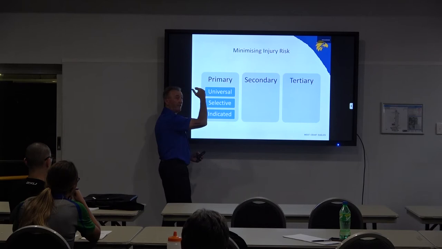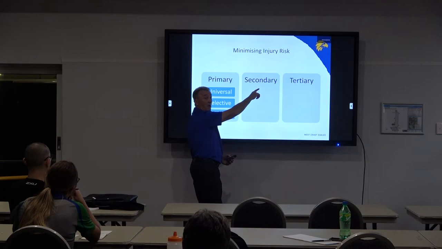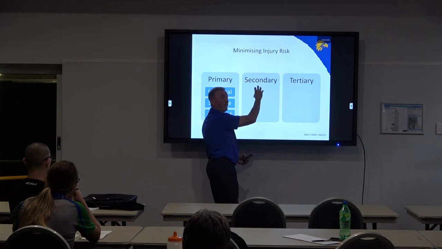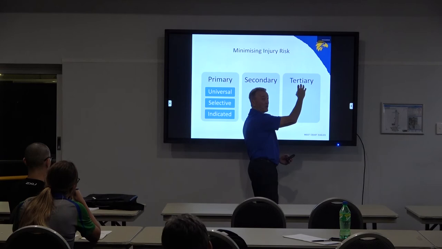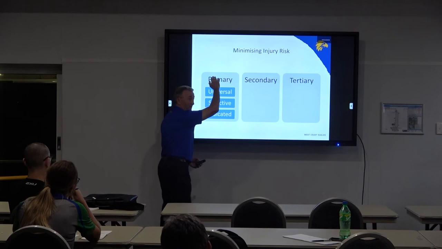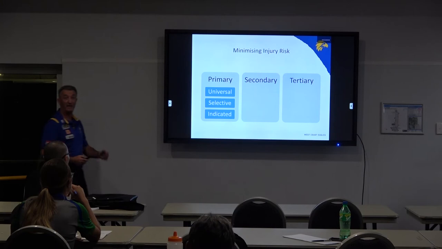Secondary is when they start to get sore, or my hamstrings are a bit tight. What's your risk management for when they're a bit tight? And then they've got the hamstring, how am I going to stop it from being a four-weeker when it's a two-weeker? So this is what I'm going to do to prevent all injuries, this is what I'm going to do to prevent specific injuries, and you need to think through it.